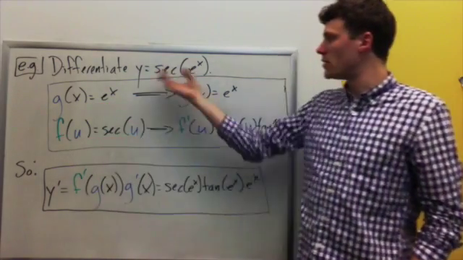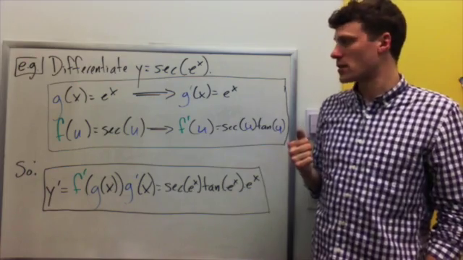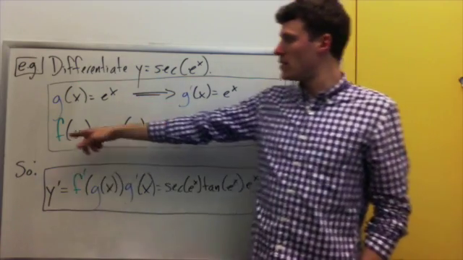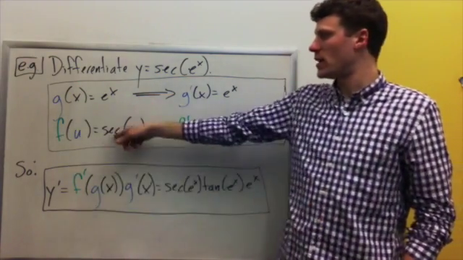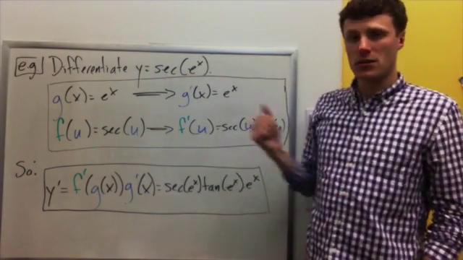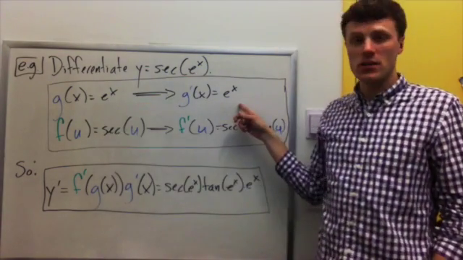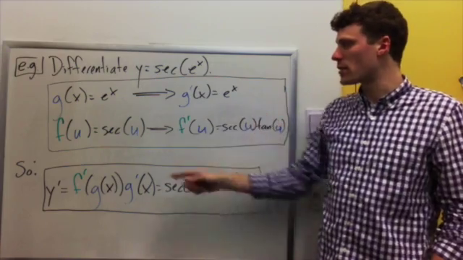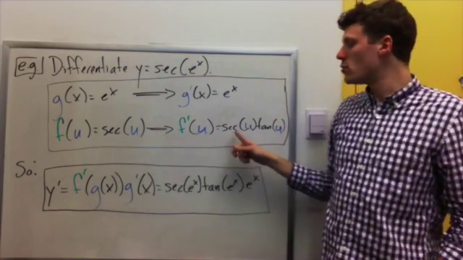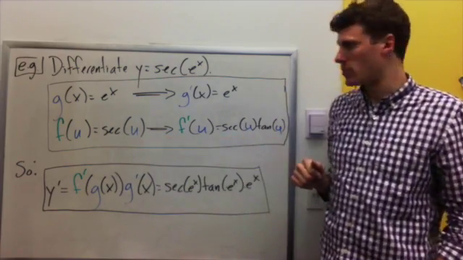F of u is secant of u. Okay. So then y is f of g of x. It's secant of e to the x. Now I take derivatives. G prime is e to the x. E to the x is its own derivative. And the derivative of secant of u is secant u tangent of u.